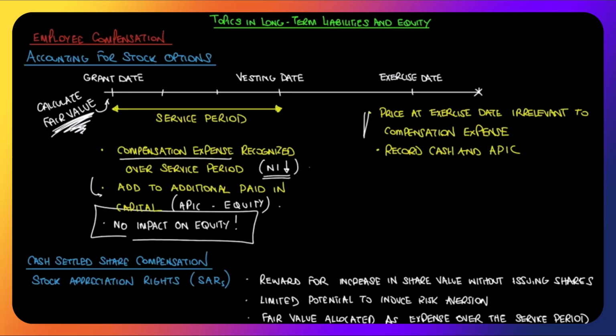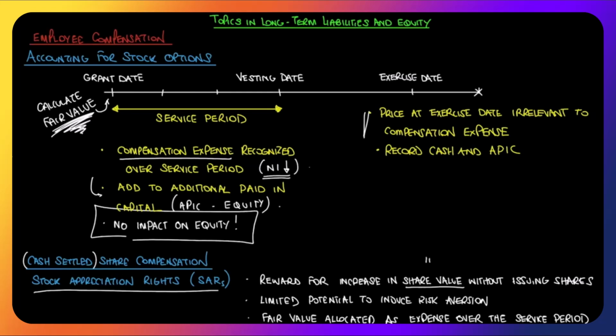And finally, cash settled share compensation. We said earlier that most share-based compensation doesn't involve a cash outlay. Cash settled obviously does. The one we need to talk about really is stock appreciation rights, SARs. It's a reward for an increase in the share value without actually issuing shares. So all you do is track the performance of your share.